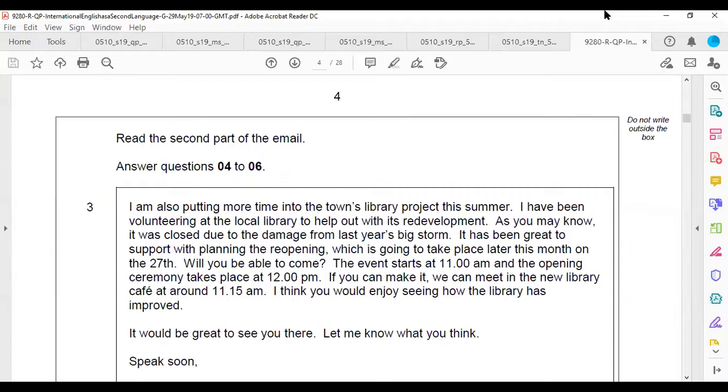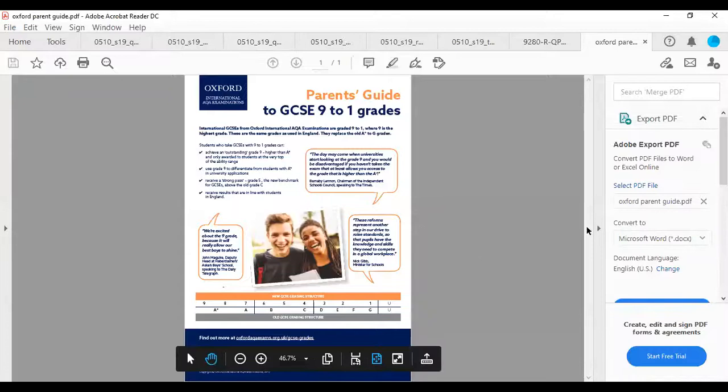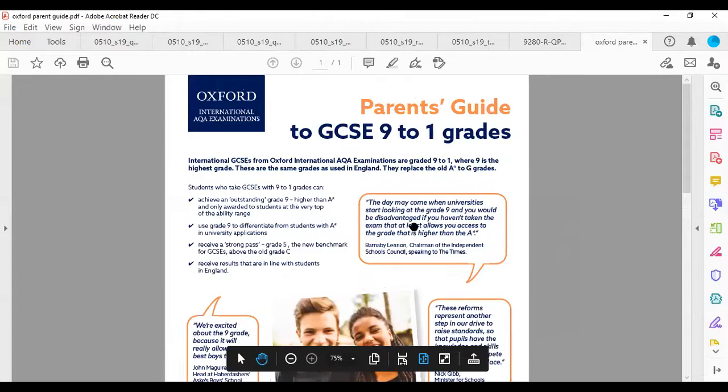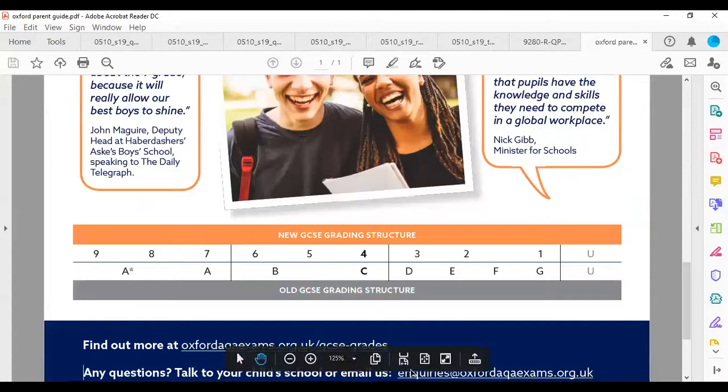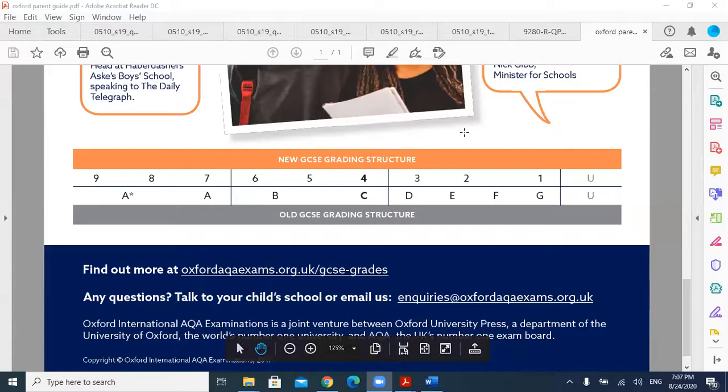Yes, the Oxford Guide, yes. This is the main difference here when you look at... yes, here, let's share. What can you see now? The gradings.